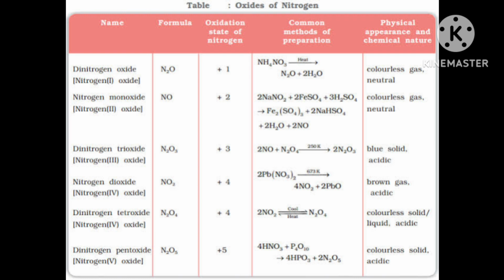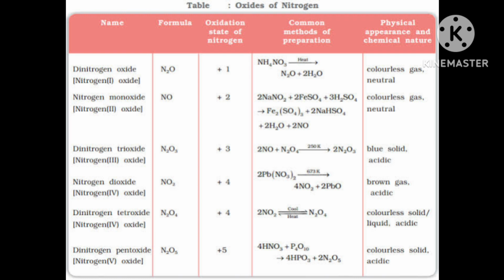The question is asked about N2O: what type of structure does it have? This is a linear structure. Now come to NO, nitric oxide. In NO there is one N and one O, only two atoms. Between N and O, a double bond is there.